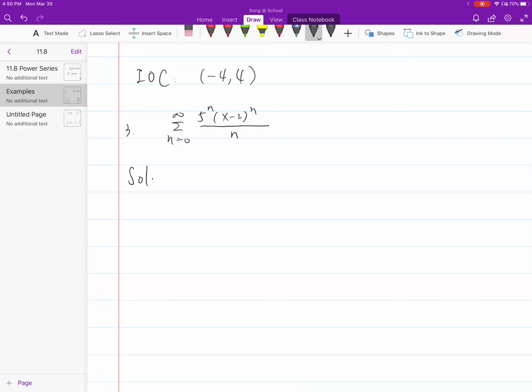Okay, if you write it down, it's going to be, let's do n plus 1. It's going to be something like 1 over 1 plus 5 over 2 times (x minus 2) plus (x minus 2) squared times 5 squared, which is 25. So keep going. Clearly, it's a power series. So again, ratio test.